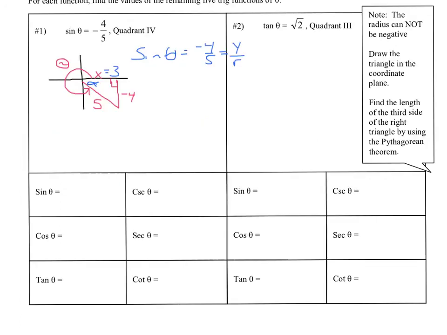Now we try to answer these questions. What is sine of theta? Well, sine is y over r. That's negative 4 over 5. We were told that in the directions. Cosine is x over r. That's 3 over 5. Tangent is y over x. That's negative 4 over 3. Then we have the reciprocals, which is 5 over negative 4. You can put the negative on top or bottom. It doesn't matter. Reciprocal of cosine is secant. Reciprocal of tangent is cotangent. Finished.